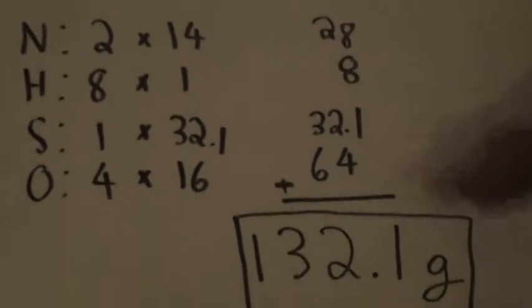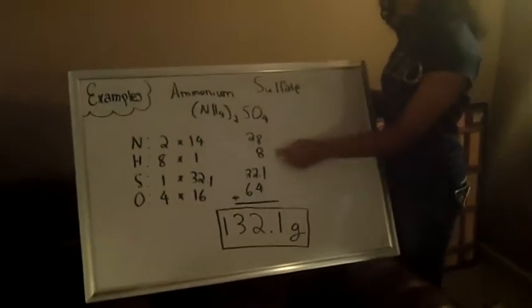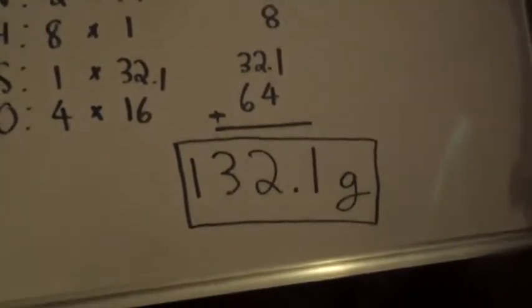You would do the same for sulfur and oxygen, and that would come out to 32.1 and 64. And the final step to finding the molar mass is you would add all of them up, and it would come out to 132.1 grams. So the molar mass of ammonium sulfate would be 132.1 grams.